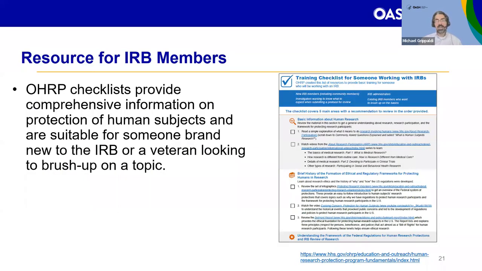I want to take an opportunity to highlight one of our free resources, and actually all of our resources are free, but we have an IRB training checklist for someone working with IRBs. The training checklist provides basic training on human research protections for someone working in the field. Individuals who might benefit from this could be new IRB members, including the unaffiliated or community member, IRB administrators, investigators wanting to know what to expect when they're submitting a protocol for review, and existing IRB members who want to brush up. We have two other checklists. One is for community individuals curious about learning more about an IRB, and also a checklist for investigators. And again, these are free on our website.